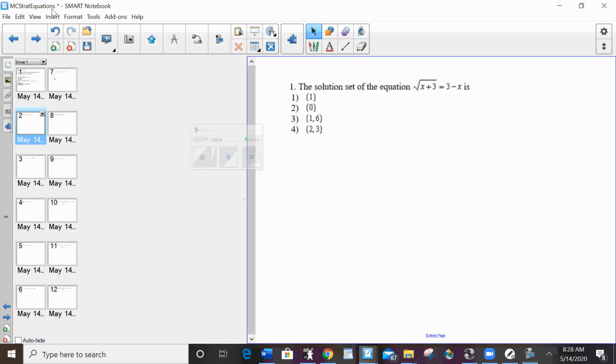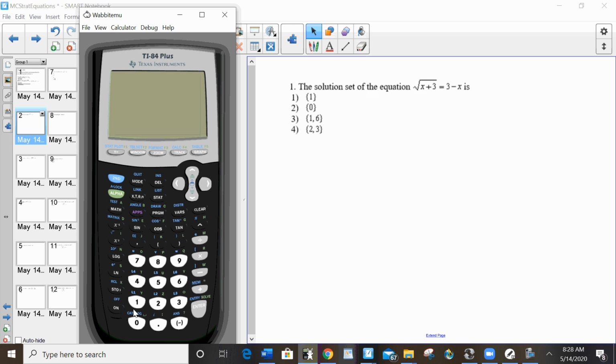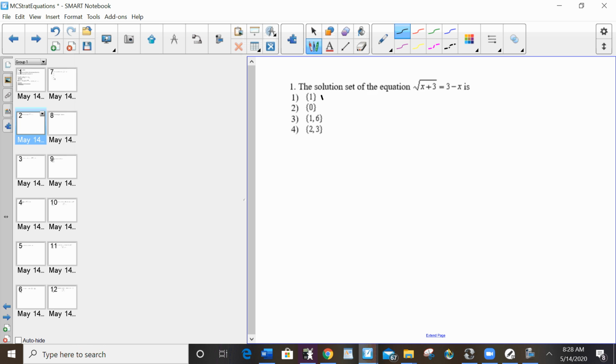Let's do it in the calculator first. I'm going to take each potential answer. I'm going to start with number one, and I'm going to store one. So I'm going to do one, let me get my pen, one store as x. And then I'm going to type in the left-hand side, radical x plus 3. And I'm going to type in my right-hand side, 3 minus x. And they match up. They're both 2. So what that means is that 1 is a solution.